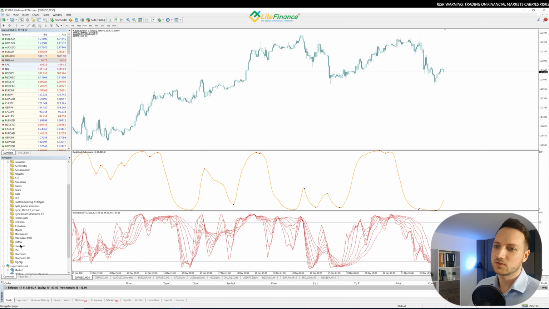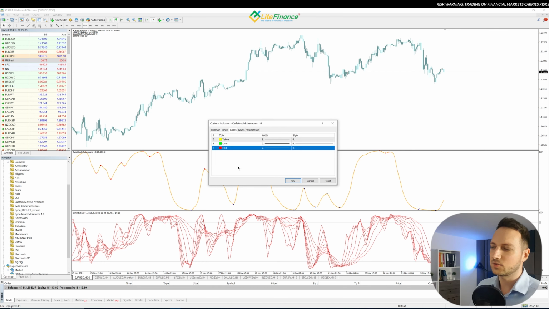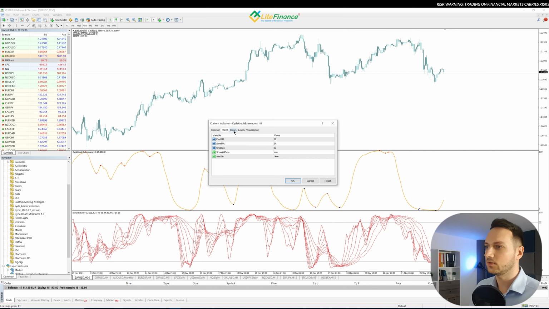So just grab this one, add it to your chart, and go to inputs. You need to always check the mark to allow DLL imports. Inputs, just leave them as they are. The fast MA on 12, slow MA on 24, crosses on 50. Show all dots true and alerts on false, so it would not show all the alerts, because we do not want all the alerts to be popping up on our platform all the time.